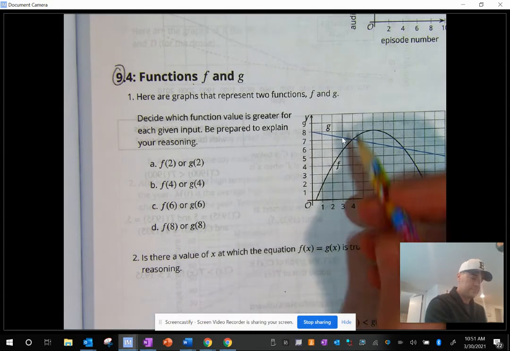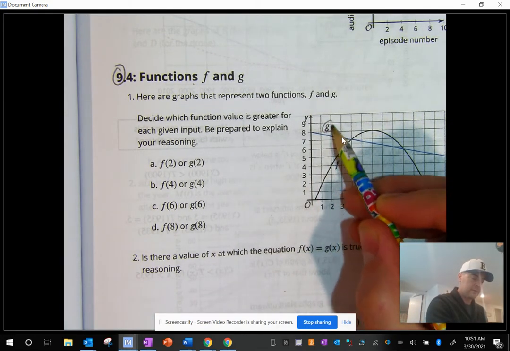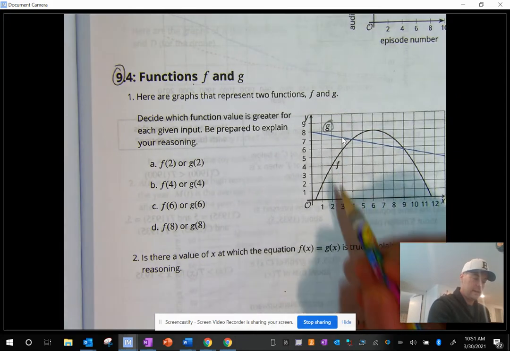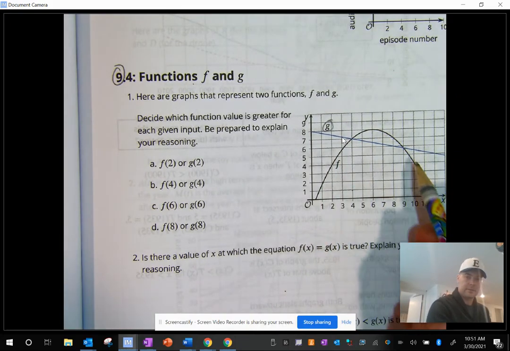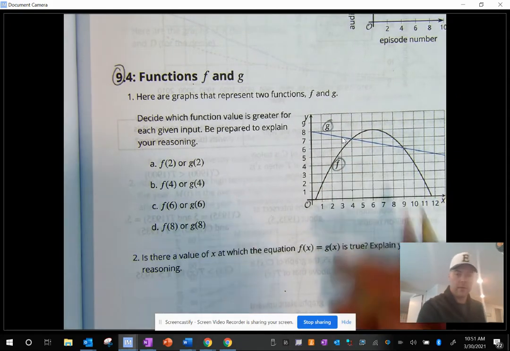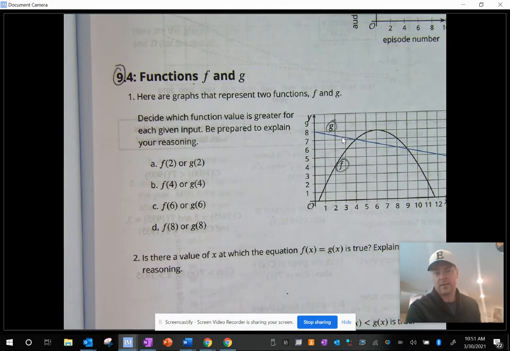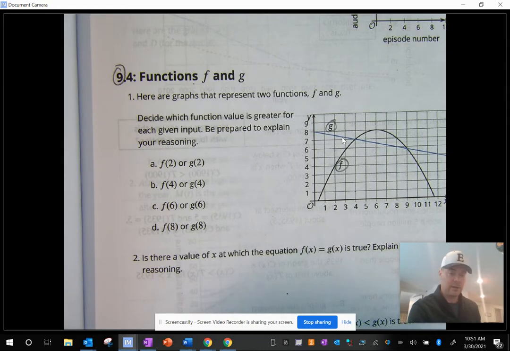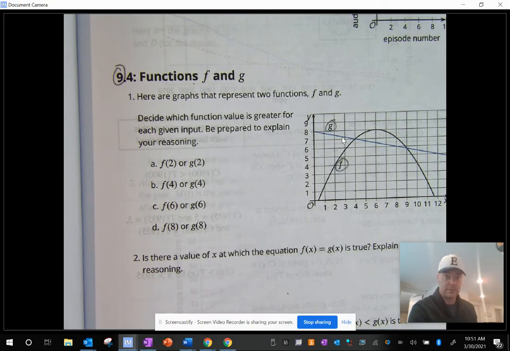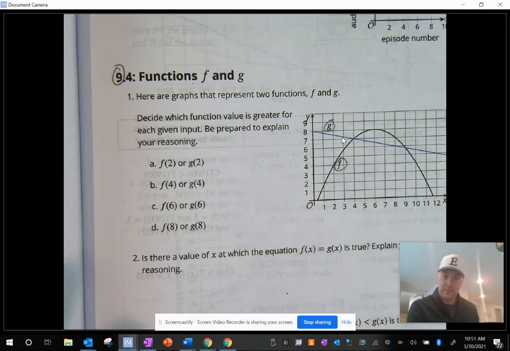So this blue one here, we're going to call this function g, right? And this black one here that seems to curve, we're going to call function f. Now I'm just going to go through a little bit of this problem so that we emphasize what we're talking about here when we compare two different functions. There's lots of things we can compare.